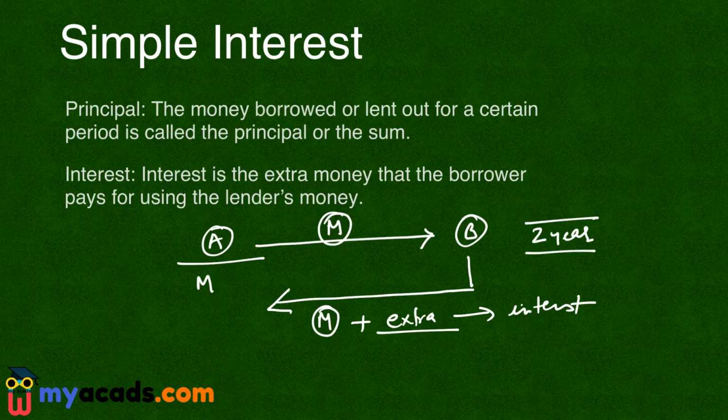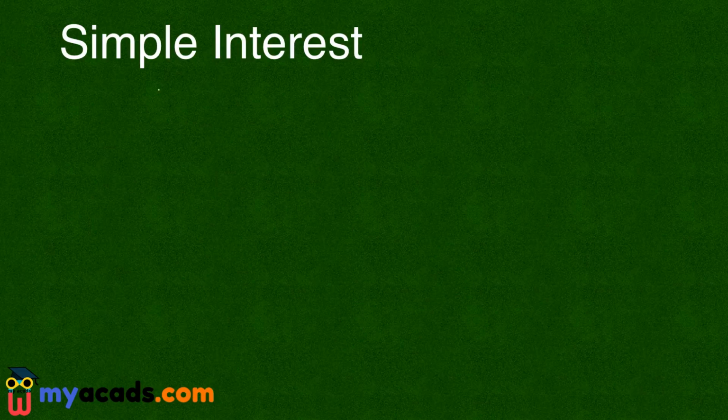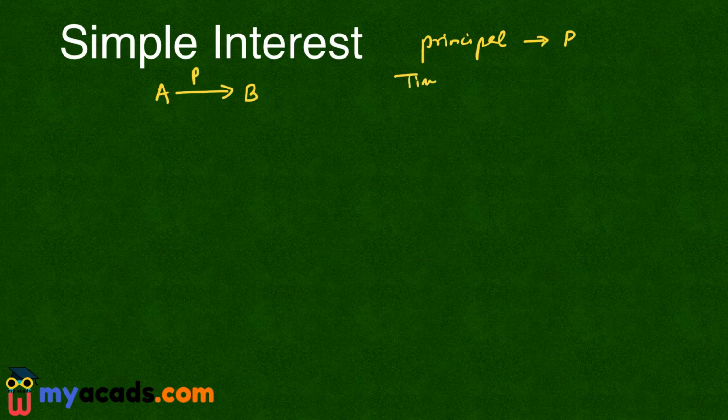Now let's understand this concept mathematically. Let us suppose A lends some money to B and that money is P. So my principal is P. Now this money is lent for some time period. Let that time period be T. So my time period is T.